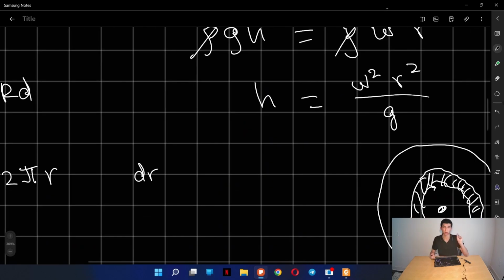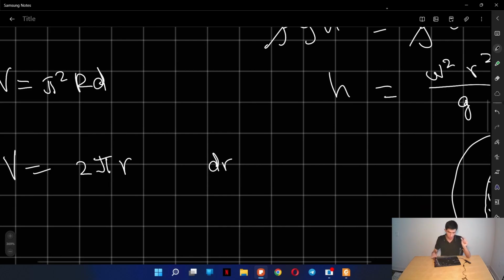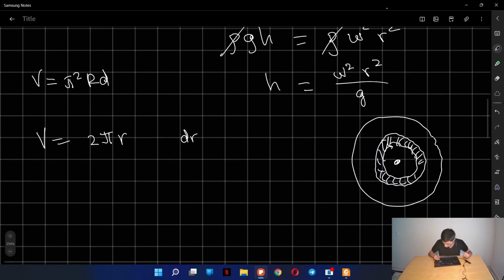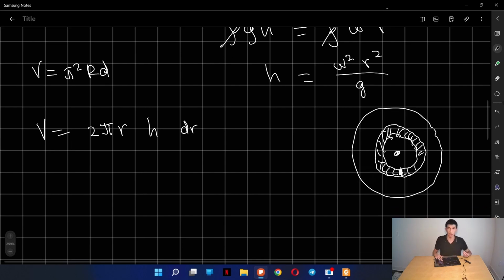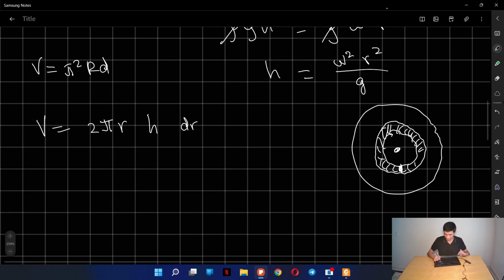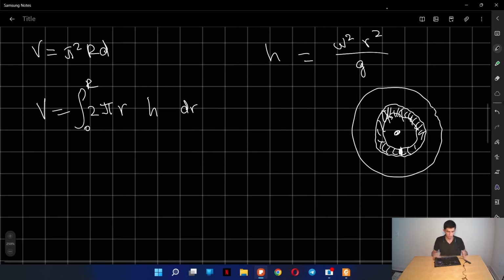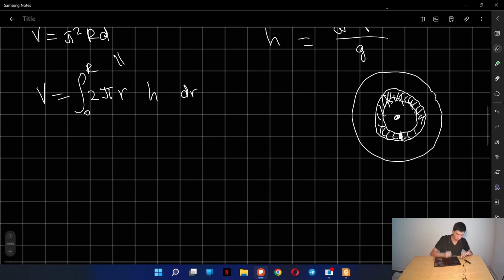It's because that's the small radius we're considering, and it's also multiplied by height. So it is the circumference of a circle multiplied by the thickness, which is dr, and multiplied by height. And this is going to be our volume at this point. But if you want to find the total volume when it starts to rotate, we're going to take an integral from 0 to R.